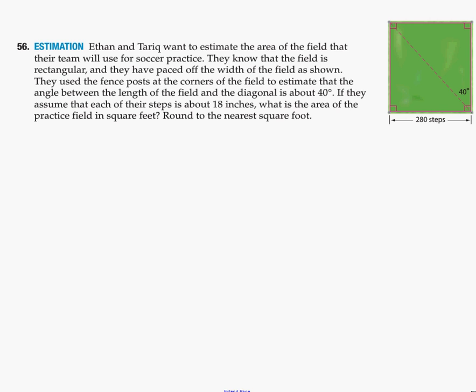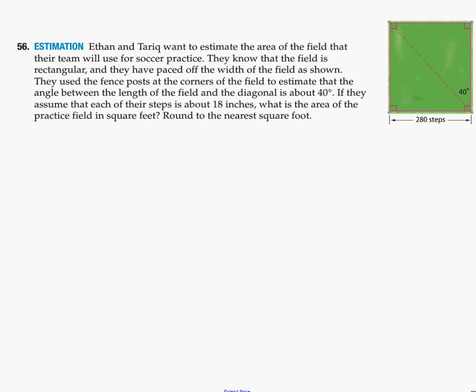In this problem, Ethan and Tariq want to estimate the area of the field that their team will use for soccer practice. They know that the field is rectangular and they have paced off the width of the field as shown. They use the fence posts at the corners of the field to estimate that the angle between the length of the field and the diagonal is about 40 degrees.